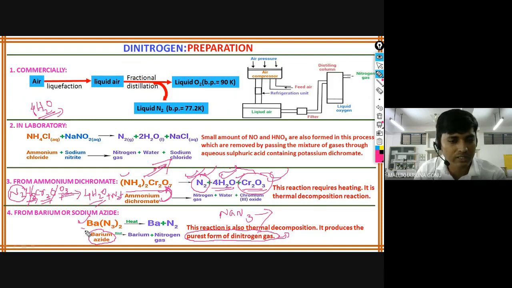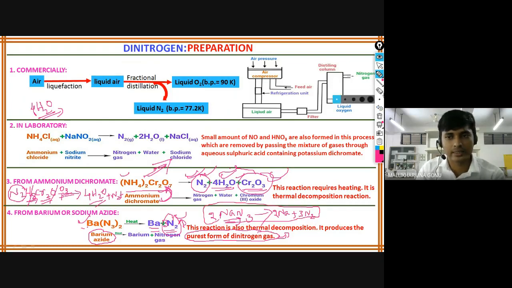So what products will be formed here? How many bariums are here? One barium is there, and nitrogen you write. So 2 into 3, 6, so you can write 3 N2. So that's how it will be balanced. Whatever it is releasing, that is the pure one. The same way you can write here: Na, so 2 if you write, it became 2 into 3, 6. So 2 Na and 3 N2. That's how you can write the preparation of nitrogen gas.